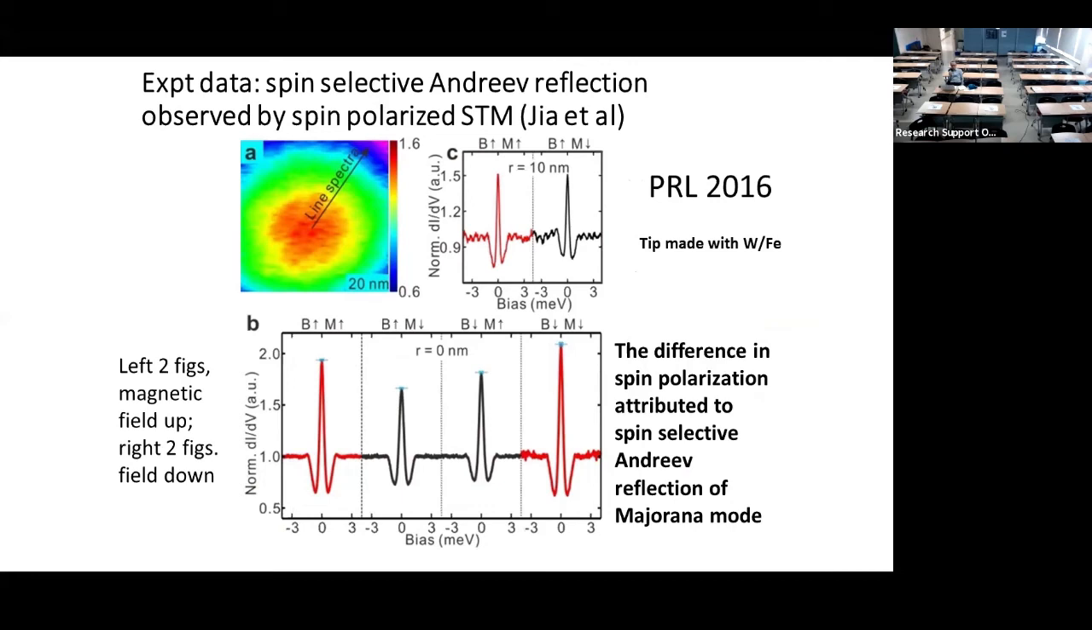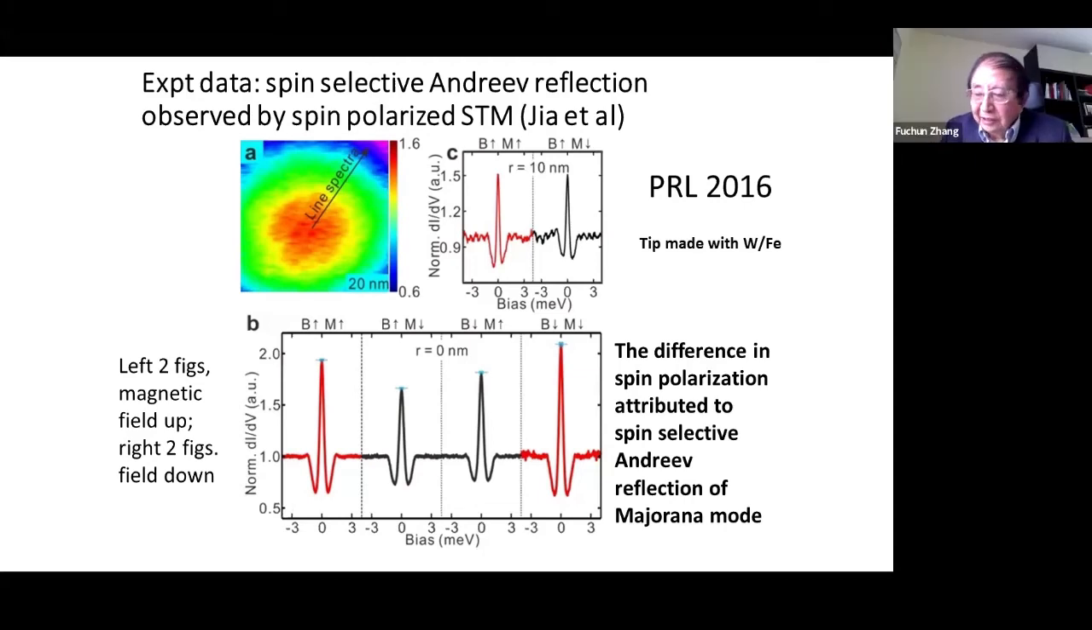In this experiment, you assume the Majorana zero mode is at least at the center of the vortex. Majorana zero mode is mainly spin polarized? Yes, I will show you. It's completely spin polarized at the center of the vortex core, theoretically. Is it because of the external magnetic field? Yes, it's always parallel to the magnetic field.